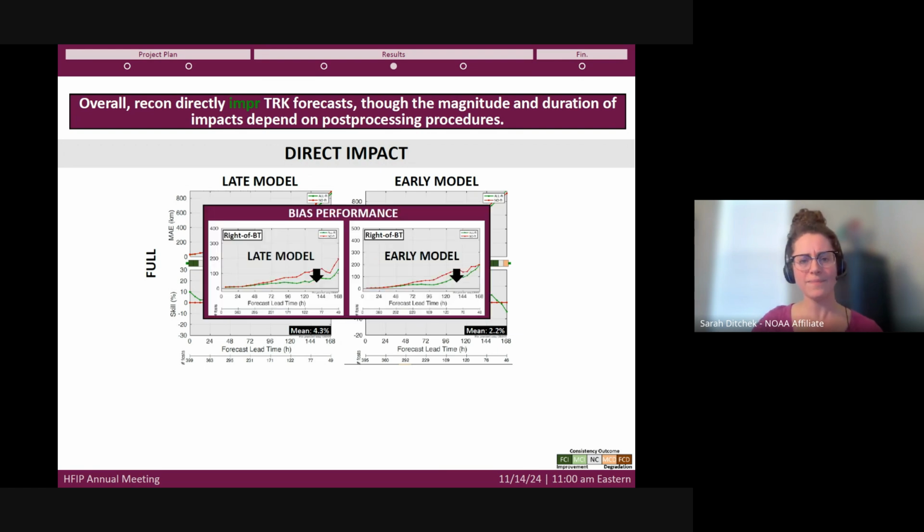Next, please. Now, despite these differences found between the late and early models, the improvement found was associated with a reduction in the right-of-track bias from day 3 onward, as you could see here. The along-track bias, though, is fairly small relative to this across-track bias that you're seeing on this slide, and the differences found weren't as meaningful.